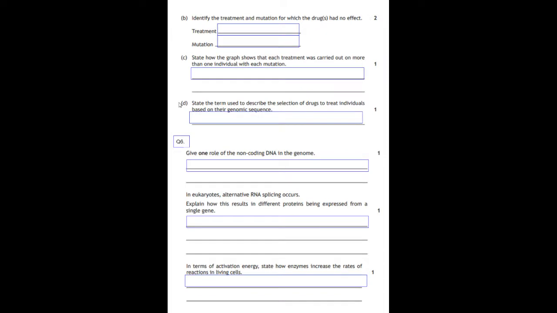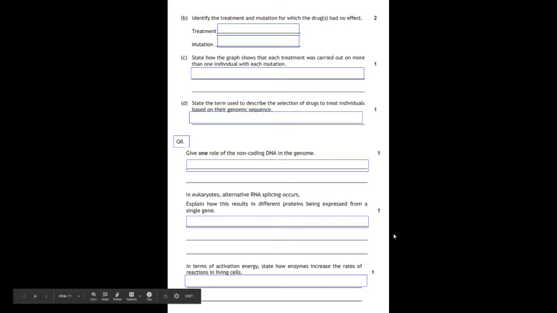Anyway, give a role of the non-coding area of the genome. The non-coding area of the genome can control transcription, it can transcribe to the tRNA or the rRNA, it can do lots of useful things. Alternative RNA splicing occurs. Explain how this results in different proteins being expressed from a single gene. The result is a different combination of the exons formed in the mature transcript, or different exons are picked from the primary transcript to form the mature transcript. You can have either of those.